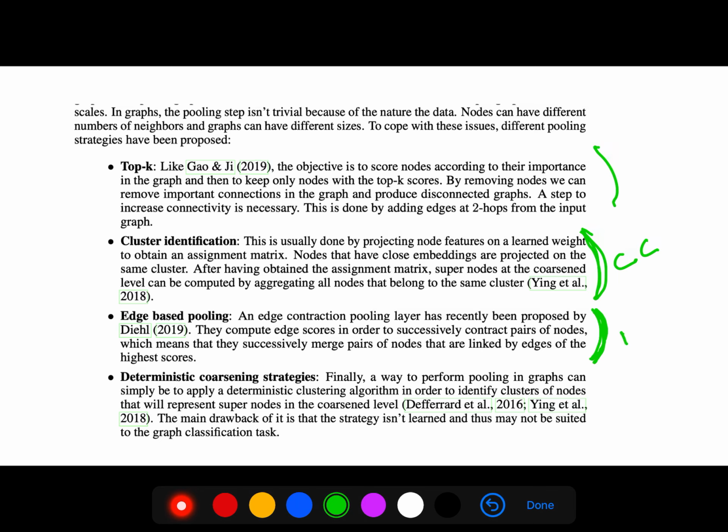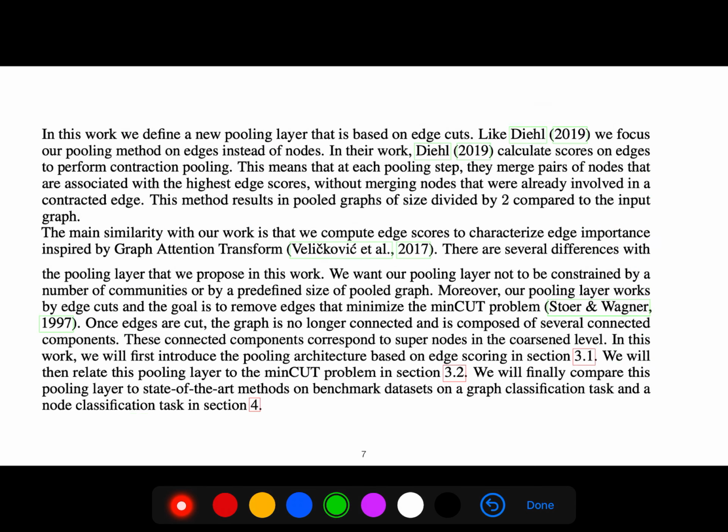For example, we have K clusters. They don't fix it in advance, but the distribution of the graph shows how many will appear. We only say how many layers we are going to use, 14 layers, for example. And then we have deterministic, which is not really interesting. So the main similarity with our work is that we compute edge scores, like this graph attention mechanism.